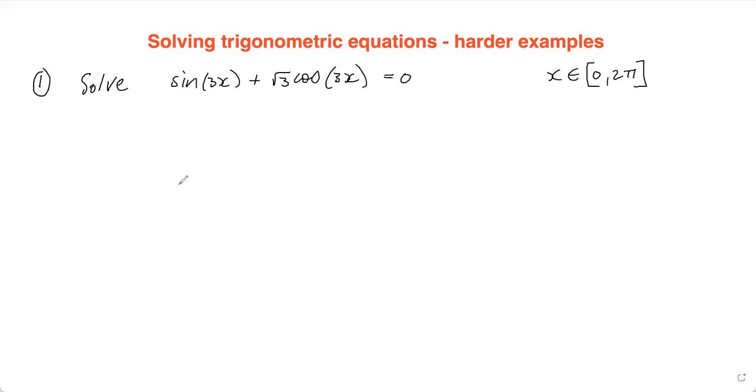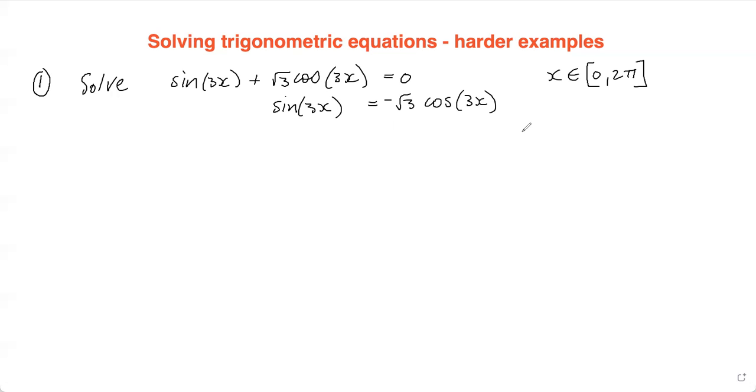rather than the two. Now, what we do note is that we've got 3x inside both of them. So we really do need that to be the same to make it possible for us to use the technique that I'm showing you today. First of all, I'm just going to rearrange this. I'll leave the sine 3x on this side, and I'm going to take this over to the other side. So it'll become negative root 3 cos 3x.